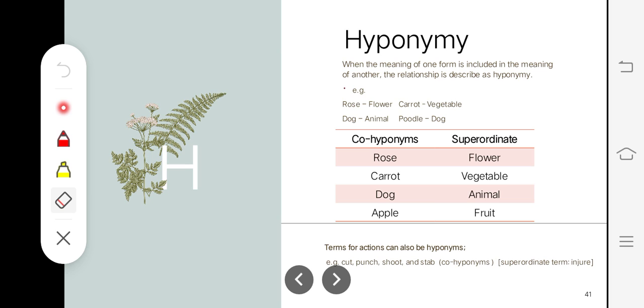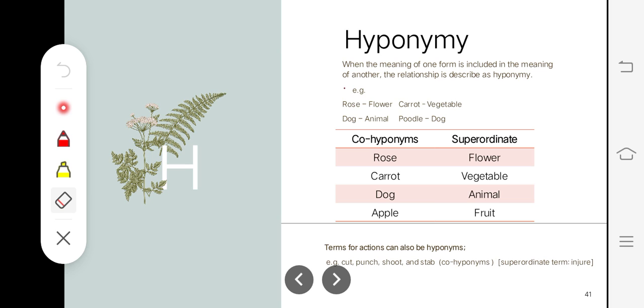Guys, poodle and dog is also one of the examples of hyponymy. The concept of inclusion involved here is the idea that if any object is a rose, then it is necessarily a flower. So the meaning of flower is included in the meaning of rose, or rose is a hyponym of flower.